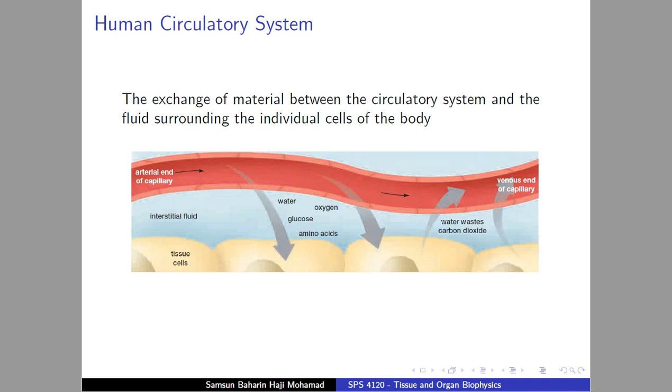Okay, so here we know that the circulatory system changes the blood, exchanging oxygen and carbon dioxide and the products. So here we can see that this membrane will allow water, glucose, amino acid, and oxygen to enter the cell, and will take out the waste, carbon dioxide, via venous and capillary back to our heart again. Okay.